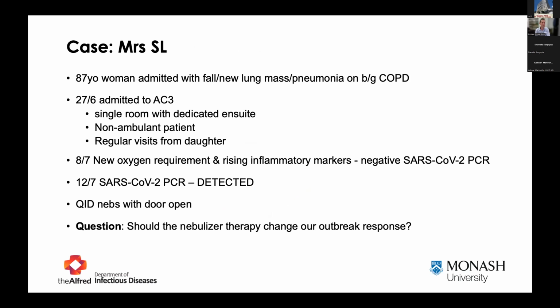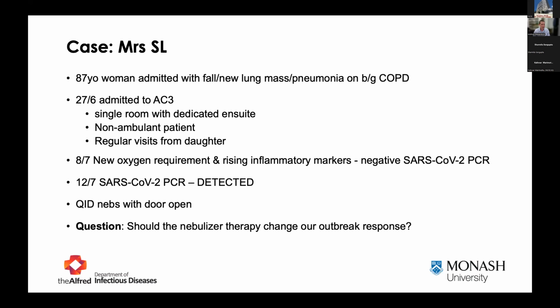This is an 87-year-old woman who was admitted to hospital with a fall. She had a new lung mass identified, and she had pneumonia on the background of chronic obstructive pulmonary disease. She was admitted to one of our rehabilitation wards on the 27th of June to a single room with a dedicated ensuite. She is non-ambulant, but she had regular visits from her daughter.